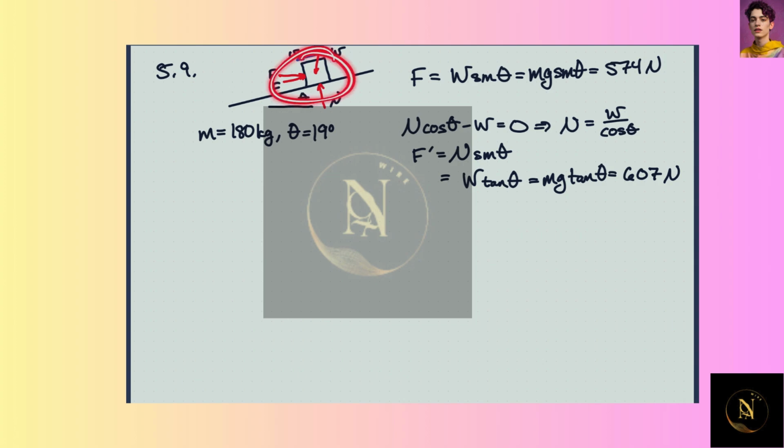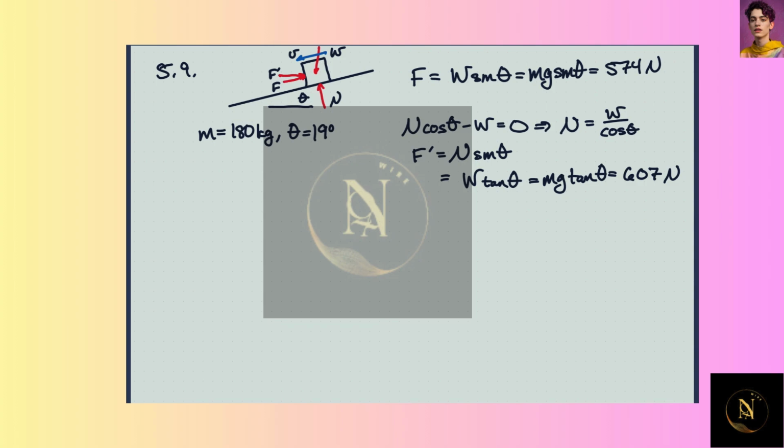Now, because it's a constant velocity, it's still a statics problem. There's no acceleration in this case. So in the first case, when he's pushing parallel to the ramp, doing a force balance in this direction, we have F equals W sine of theta. W is mg. Plugging everything in, we get 574 newtons. So if he's pushing this way, he needs 574 newtons.